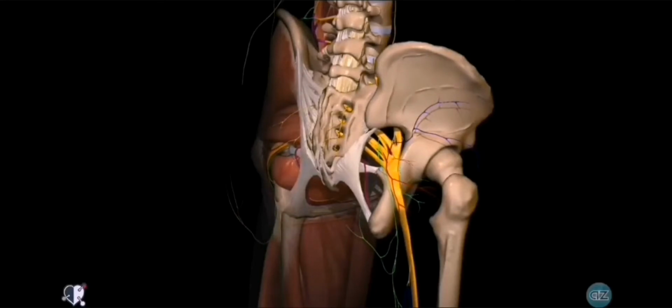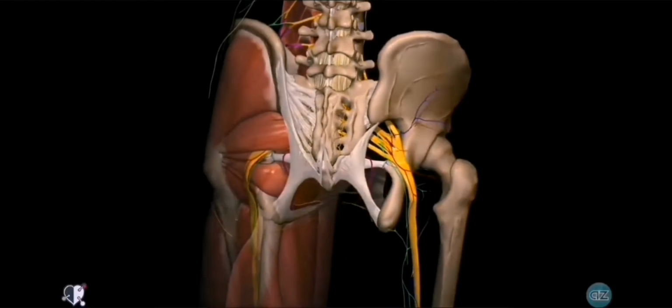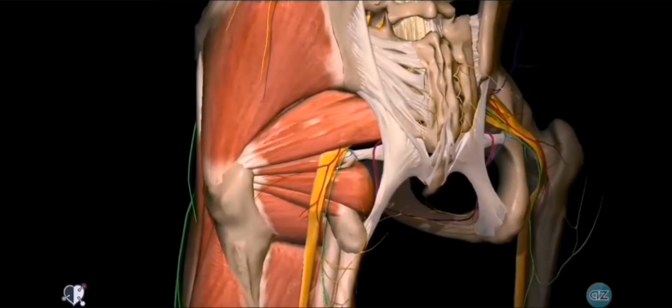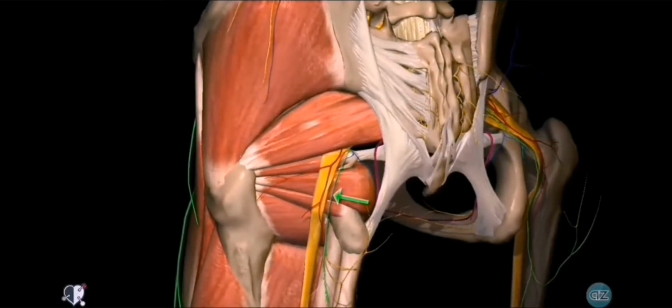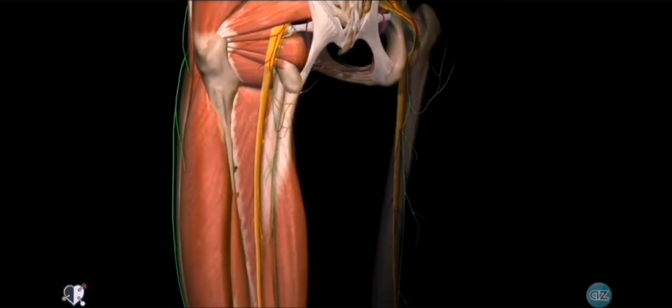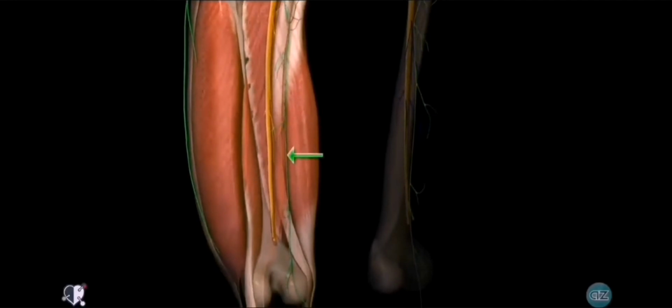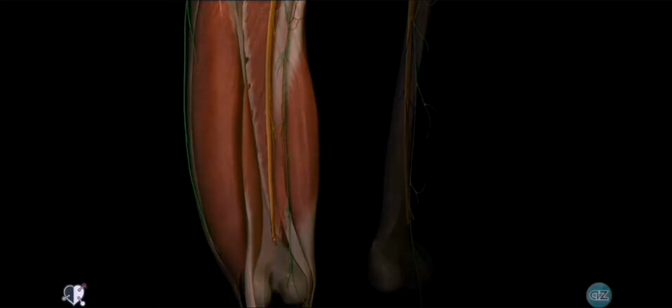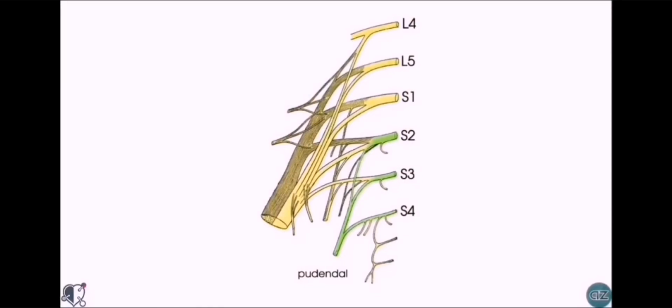The posterior cutaneous nerve of the thigh leaves the pelvis via the greater sciatic foramen, entering the gluteal region inferior to the piriformis muscle. You can see it highlighted in green on this model. It descends deep to the gluteus maximus and runs down the back of the thigh to the knee. This nerve has only sensory function. As the name suggests, it innervates the skin on the posterior surface of the thigh and leg, and it also innervates the skin of the perineum.